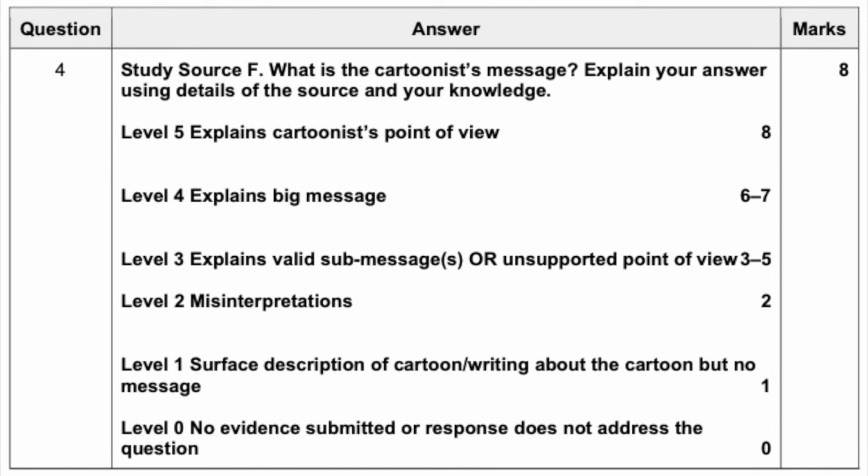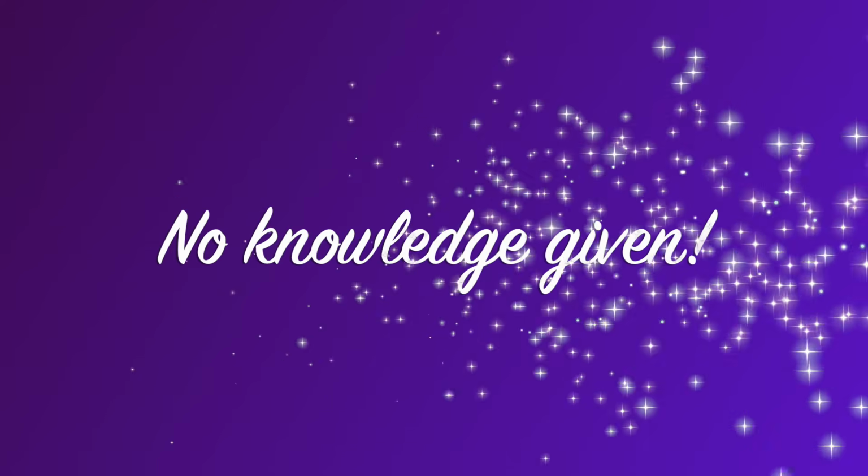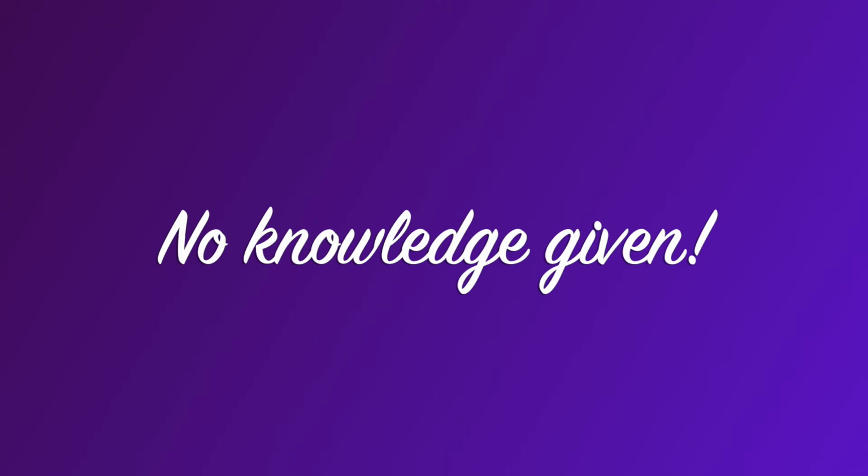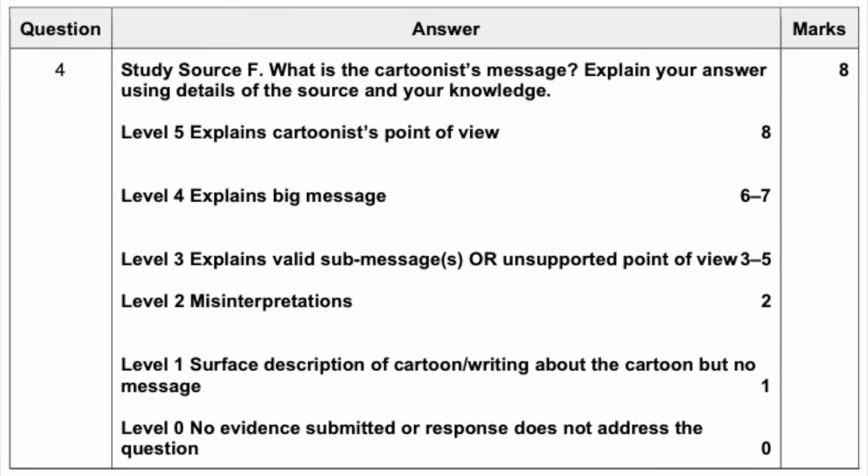I think that we'll skip level 0 because that's obviously a 0. Level 1, surface description of cartoon, or writing about the cartoon but no message. This is just saying there's a man in the picture and there's a bird in the picture and there's a stick in the picture. That would be good enough for 1 mark, and that would be probably pretty generous, right? So the surface description is not going to get you marks because there's no analysis, really.